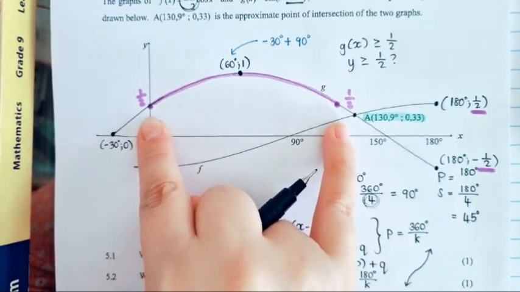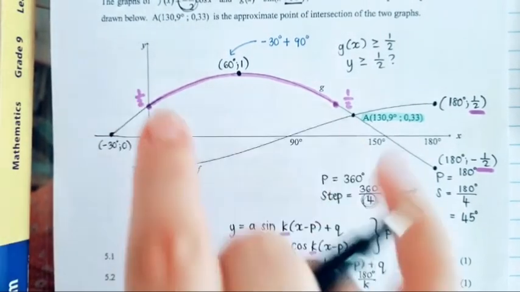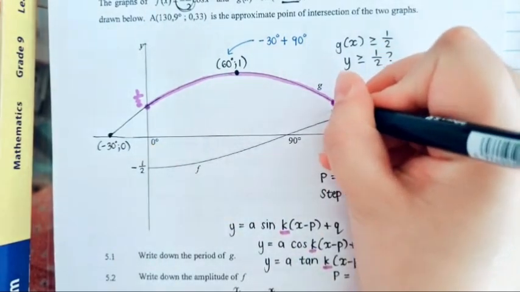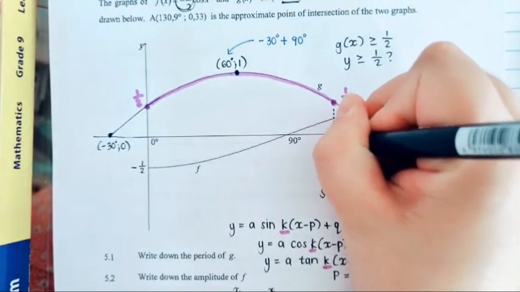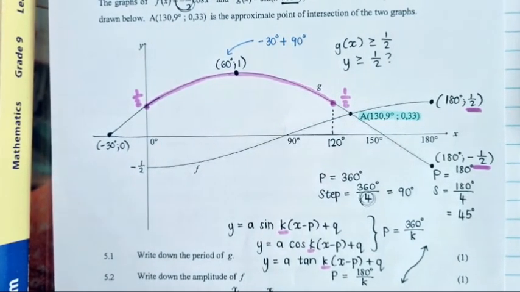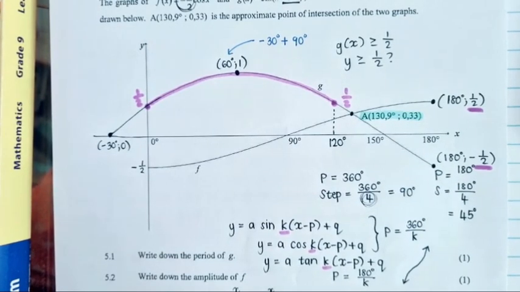Okay, but now we have to give the x values because that's what they asked for. They asked for determine the values of x. Now what is the x value here? 0. And the x value here, we calculated it, was 120. Okay, so it is between 0 and 120 degrees. What if I just say when x is at 0? You might get 1 mark for that.